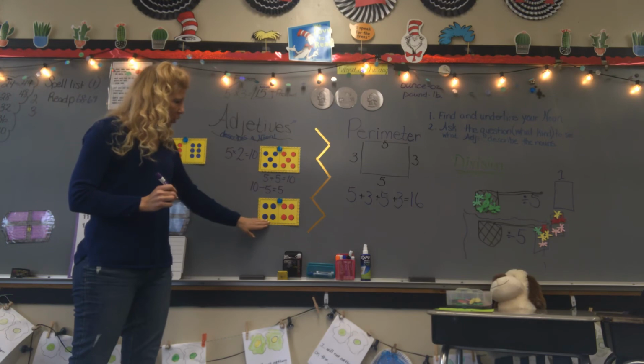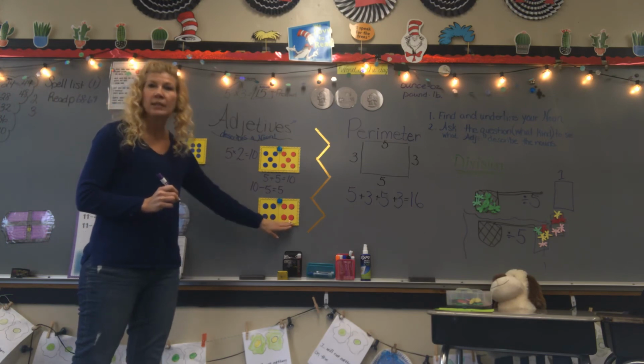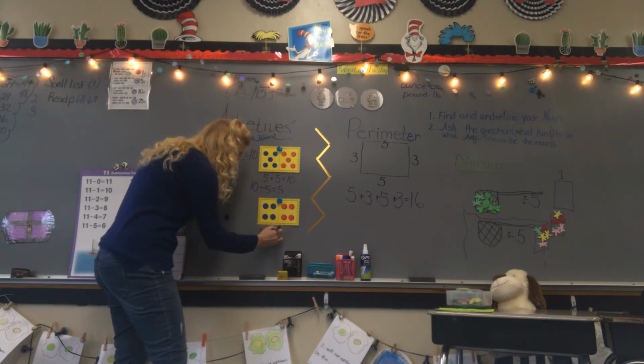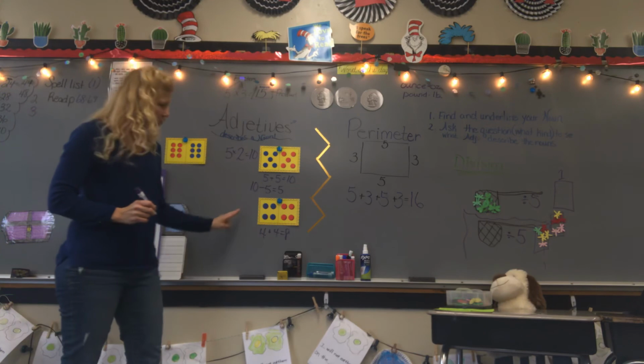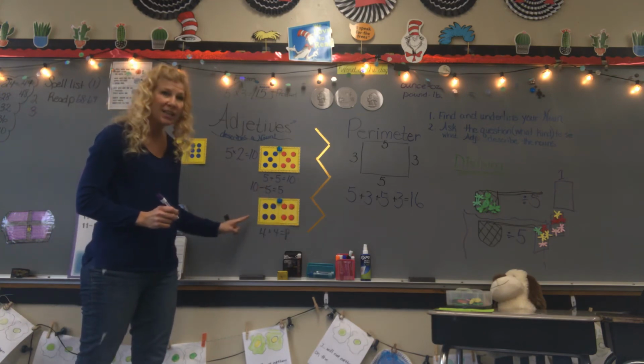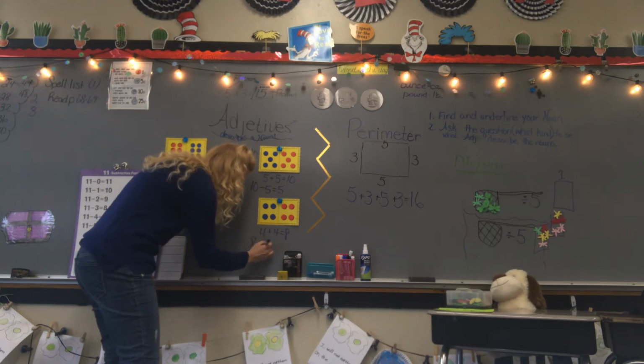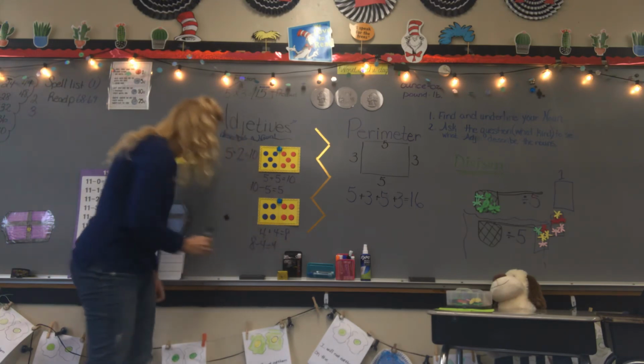Same thing for here. You have 4 blue dots plus 4 red dots. 4 plus 4 equals 8. And we all know the subtraction problem would be, what is it? Oh, I heard you, good job. 8 minus 4 equals 4.